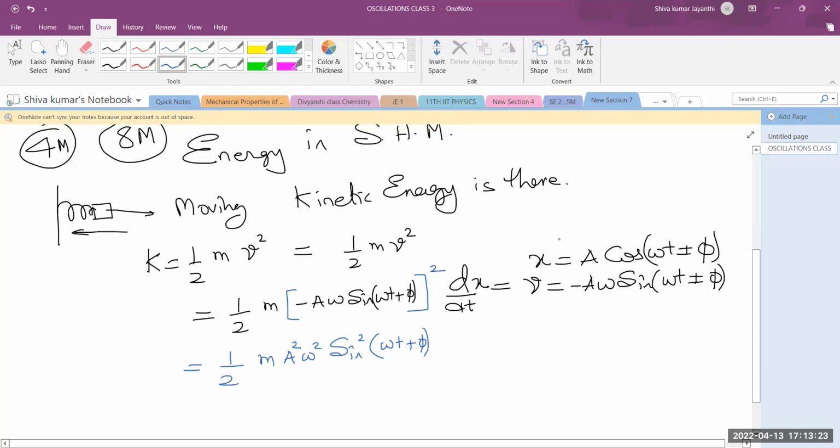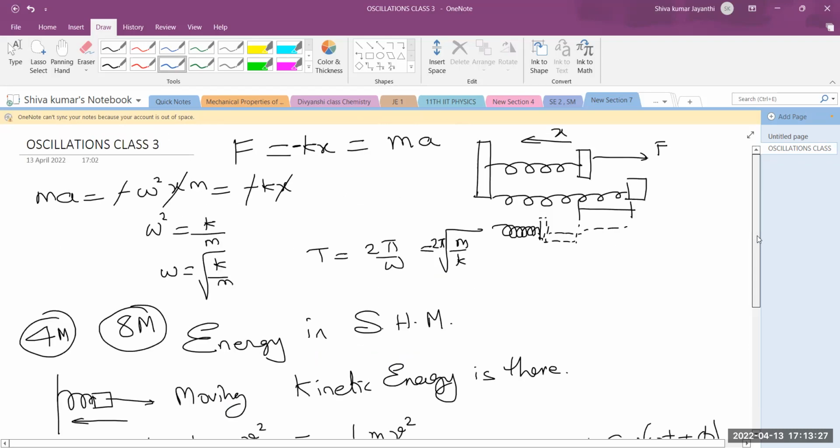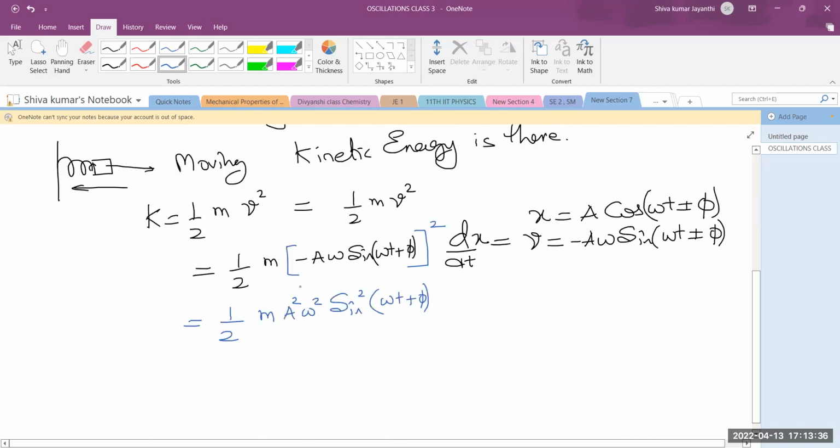We know very well from the earlier knowledge of spring balance what K is. K is m omega square, isn't it? See, this K is written here. So can I write this as m omega square? I can rearrange this as half A square, put it aside, m omega square, I'm putting it nearby, sine square. I'm rearranging the terms. Of course, there's a plus or minus.